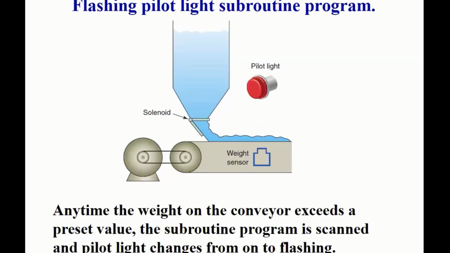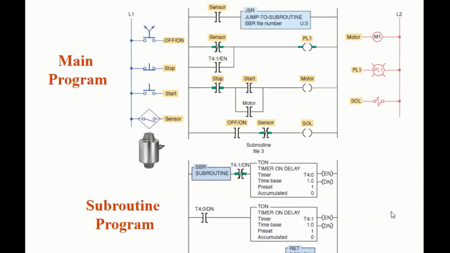There's a flashing pilot light subroutine program. Anytime the weight on the conveyor exceeds a preset value, the subroutine program is going to be scanned and the pilot light changes from on to flashing. So that's what this specific subroutine is going to do.